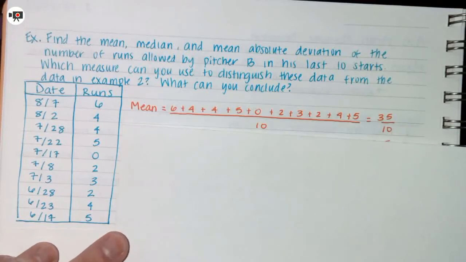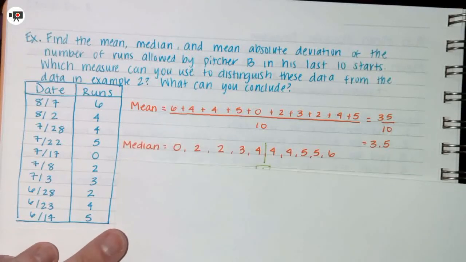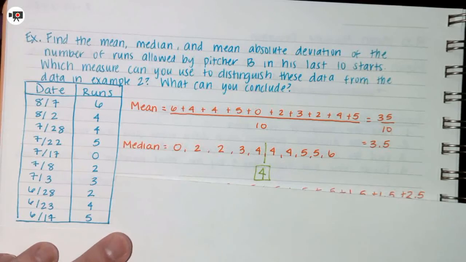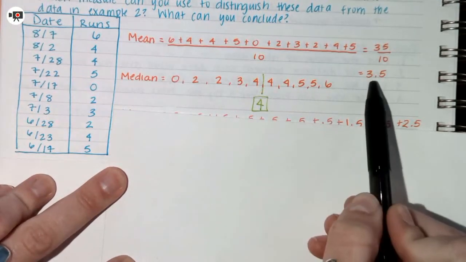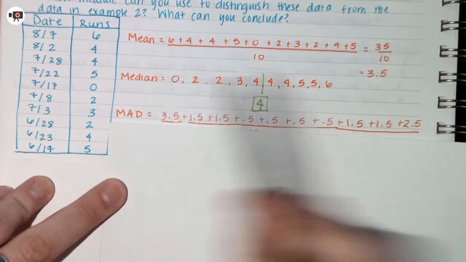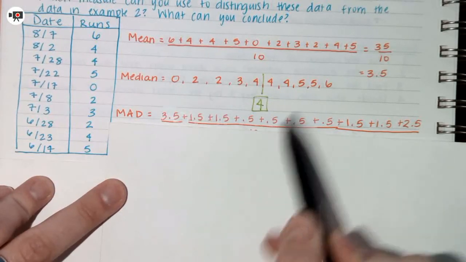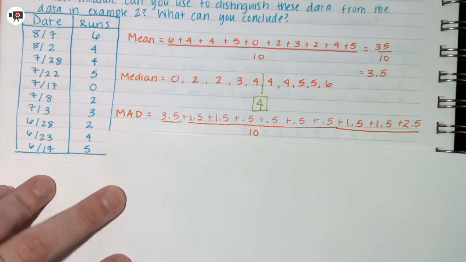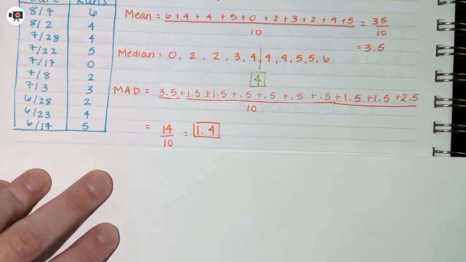So to find the mean, we get 35 over 10, which is 3.5. To find the median, working left, right, until I reach the middle, the median is 4. Then the mean absolute deviation, finding the distance of my data values from 3.5. 0 is 3.5 away, 2 is 1.5 away, 3 is half, 4 is half, 5 is 1.5, and 6 is 2.5 away. Add them all up, divide by 10, and the mean absolute deviation is 1.4.